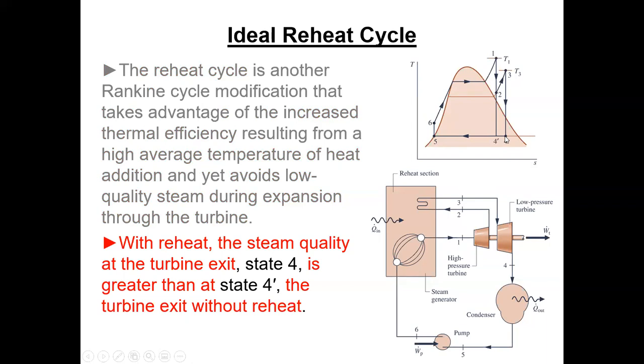With reheat, the steam quality at the turbine exit state 4 is greater than at state 4 prime, the turbine exit without reheat. So if we don't do the reheat, we just have to go through both turbines, and if they're isentropic, it's a straight drop. But if we do the reheat, then we get to jog over here and down. Thus, we get less moisture. So that's pretty good. Oh yeah, we've got to do the animation here. Bingo.